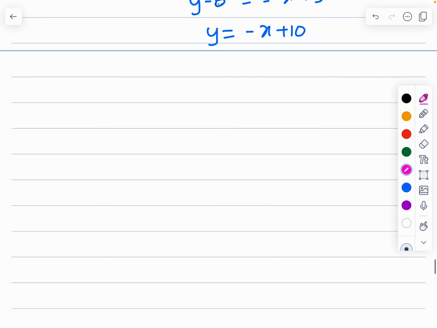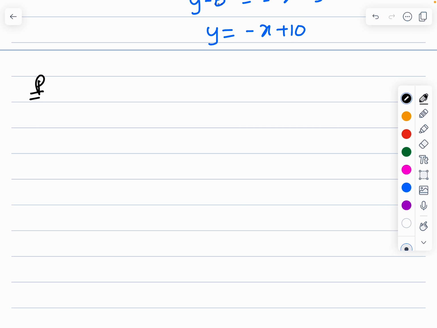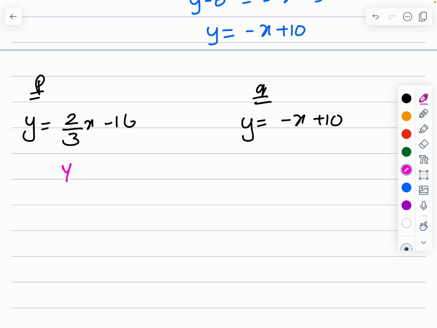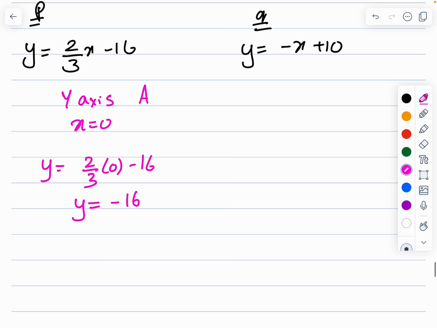So we have two equations. First, the equation of P, which is y equals 2/3x minus 16. Equation of Q, y equals negative x plus 10. Then P meets the y-axis at A. Y-axis means x equals 0. So y equals 2/3 times 0 minus 16. y equals negative 16. So the point A is (0, -16).